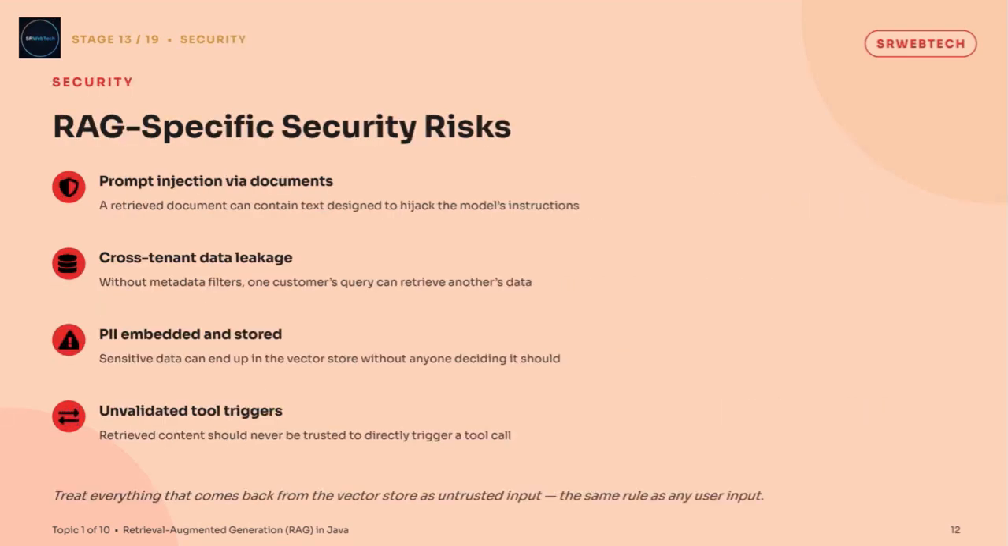When working with Retrieval-Augmented Generation in Java, we need to treat everything that comes back from the VectorStore as untrusted input, just like any user input. We can't let retrieved content directly trigger tool calls without validation. Otherwise, sensitive data might slip in unnoticed, including personal information. Without proper filters, one customer's query could accidentally pull up another's data. And there's the risk of prompt injection, where a document tries to hijack the model's instructions. These are the key security risks we have to keep in mind.